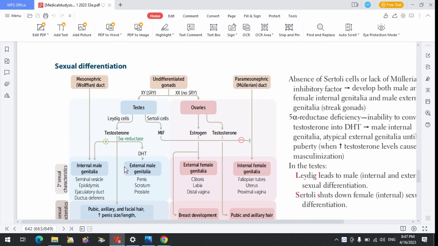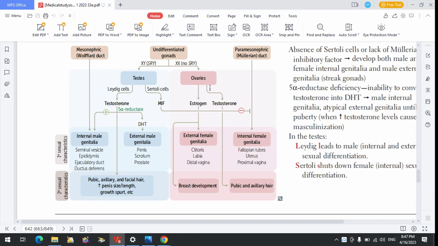Now let's look at what happens in the female. XX is the chromosomal sex. Ovaries develop immediately. And I've told us once the ovary develops, you don't even need anything to inhibit the mesonephric duct. Mesonephric goes out immediately. The paramesonephric will develop. If the paramesonephric develops, it will form the internal genitalia, which include the fallopian tube, the uterus, and the proximal vagina.